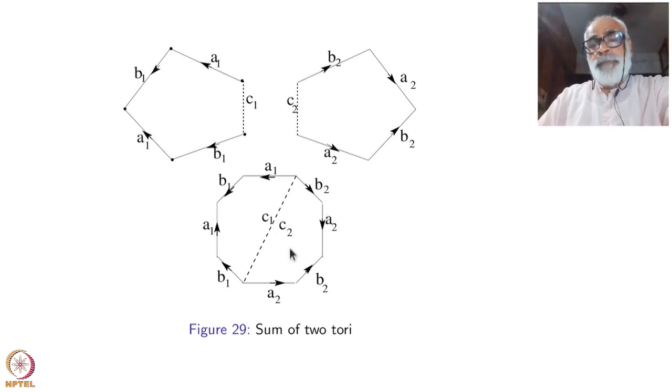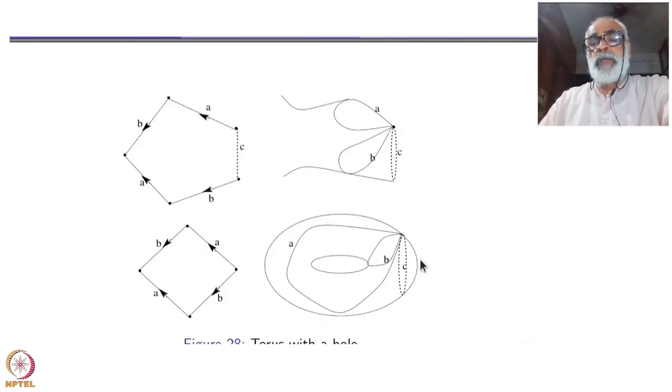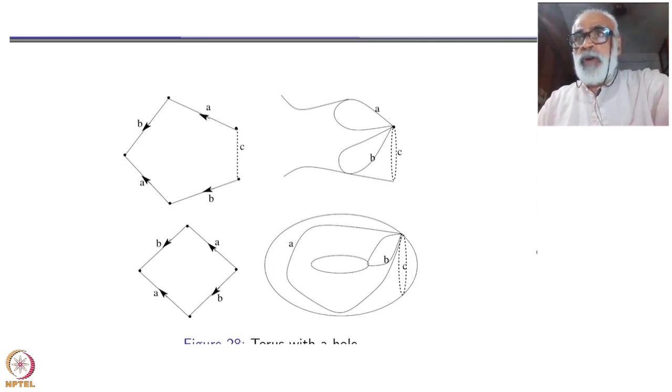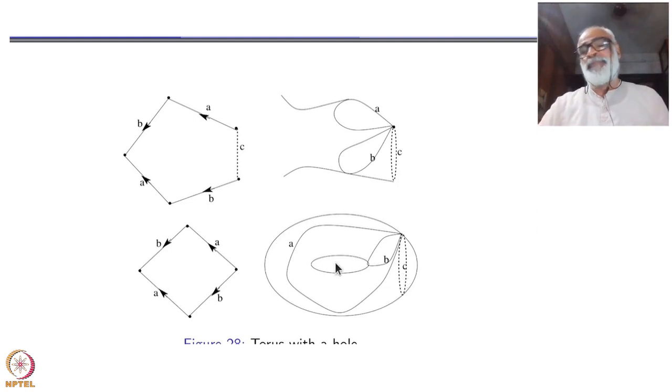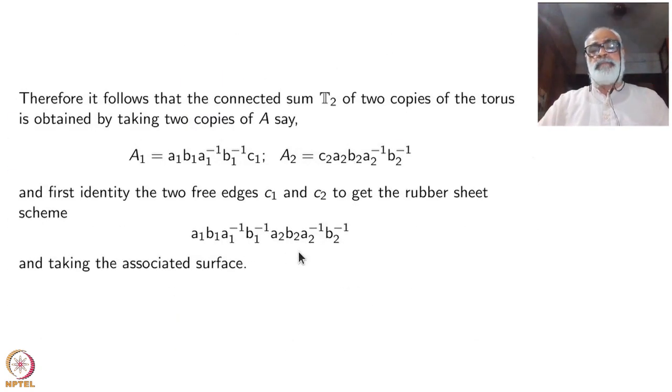On the other hand, if you perform this identification first, what we have seen is both of them are looking like this without this disc. That means they are torus minus a disc, two of them. Join C1 and C2, this time at the last, what do you get? You get a connected sum. Therefore, the connected sum of the torus with itself is represented by this scheme.